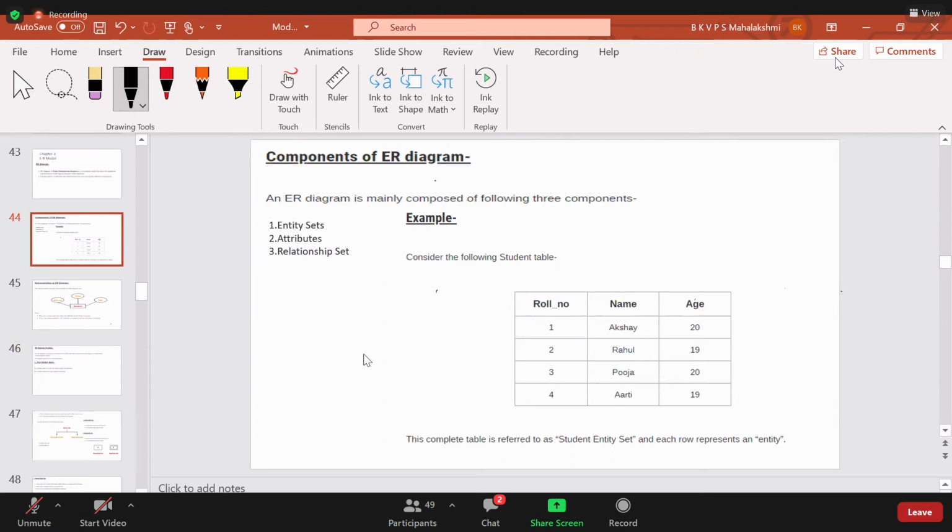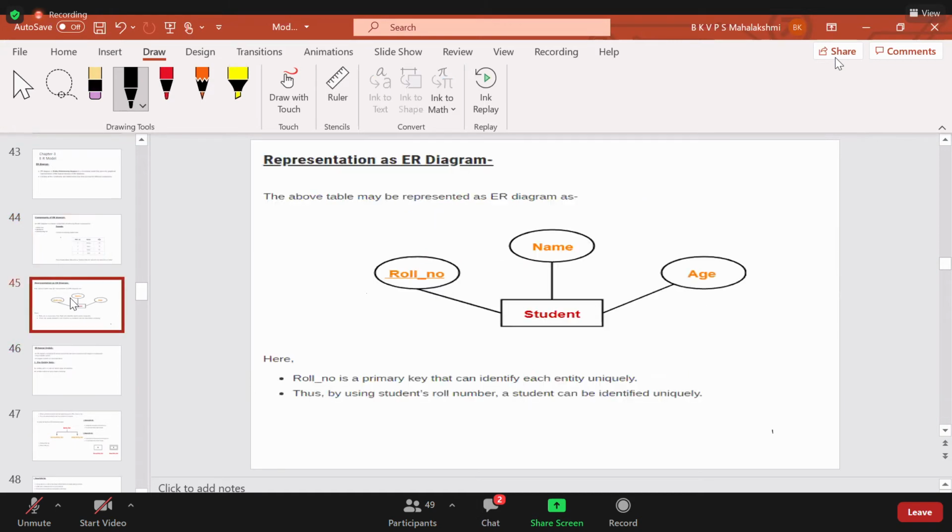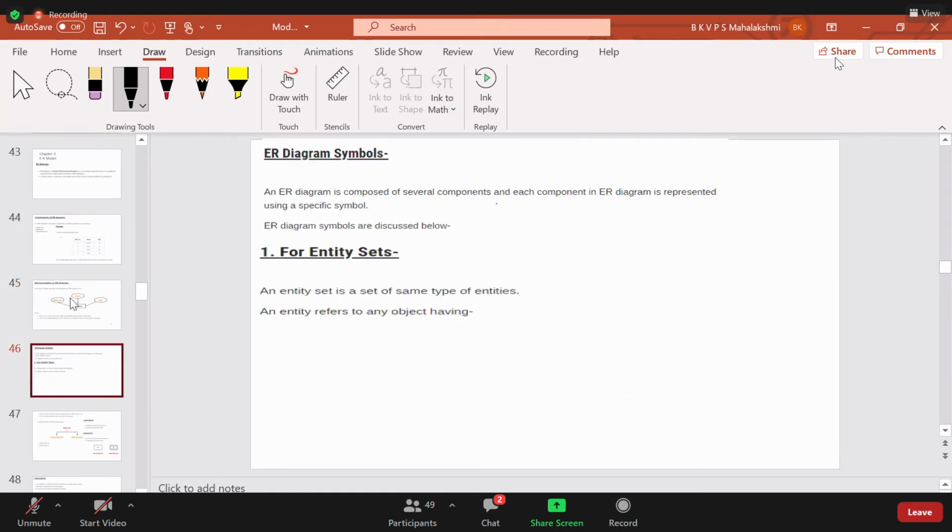Collection of the entities. Okay, let us go with the entity sets. It's a set of same type of entities. See, we have again the different types of entities also. Only the same set of entities is called the entity set.